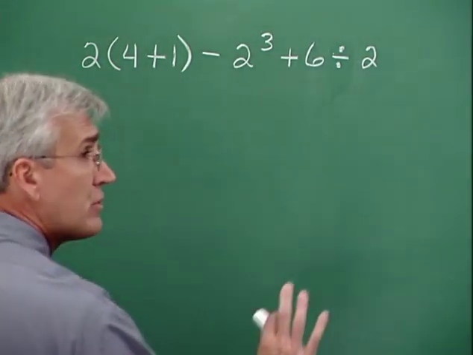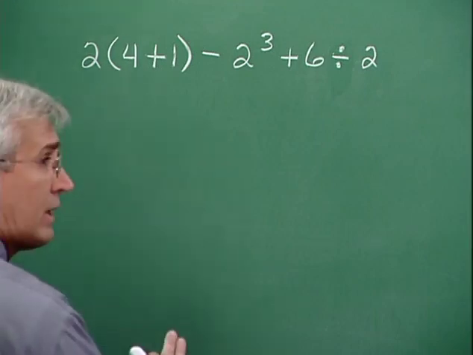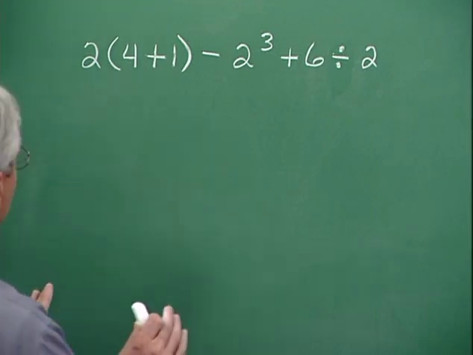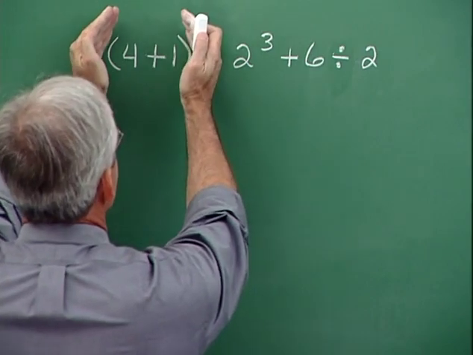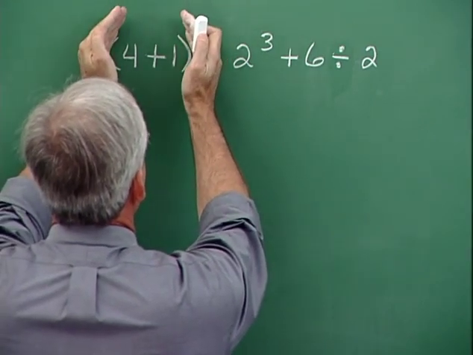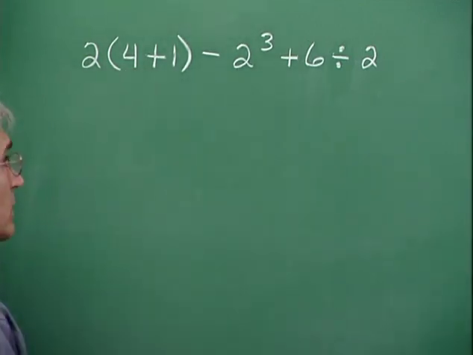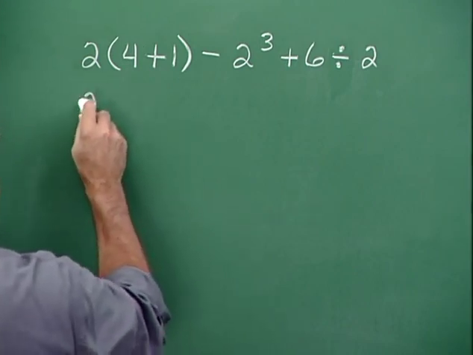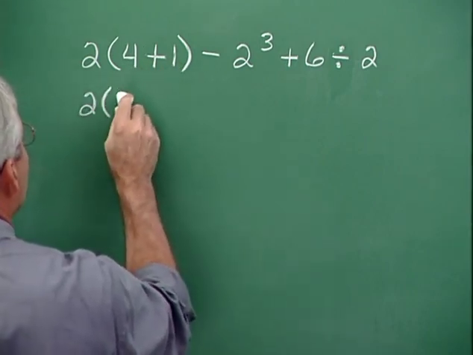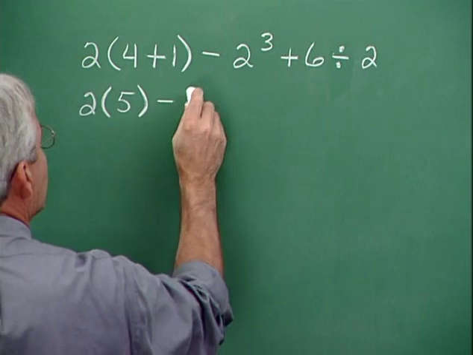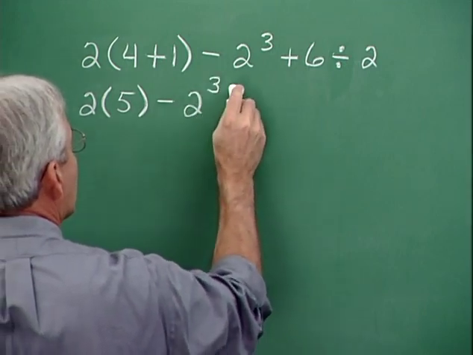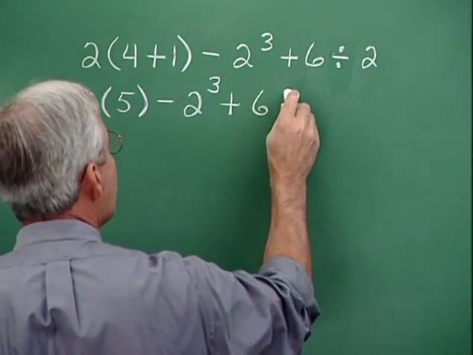The order of operations agreement says work within parenthesis or other symbols of inclusion first. We see a parenthesis here, so we perform this operation first. And we bring down everything else in the problem. And it's important to discipline yourself to do that. It's 2 times. Now working in here, we get 5. Minus 2 cubed.